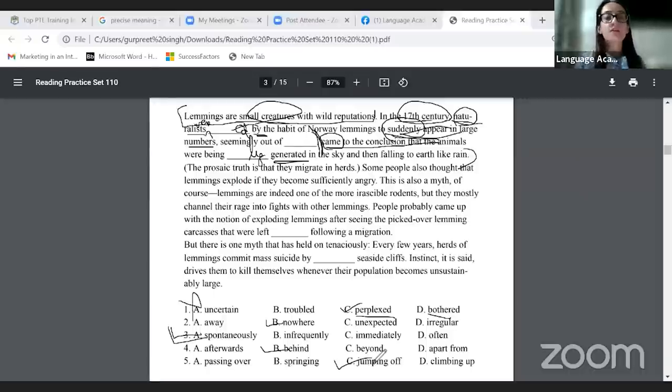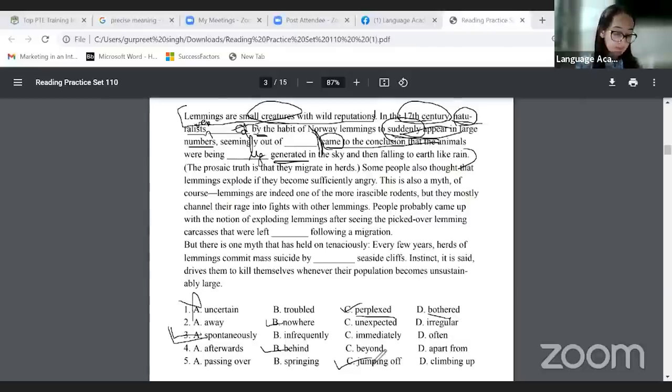The first one, naturalists cannot be bothered because they're not affecting them. They are not troubled. But yes, they are confused because they're studying them most probably. Second one, out of nowhere is a phrase. Spontaneously, because that matches with the context. Spontaneously means suddenly, not planned and done by nature. Fourth one, left behind is a collocation. And for suicide, animals, birds, anybody has to jump off from the edge.